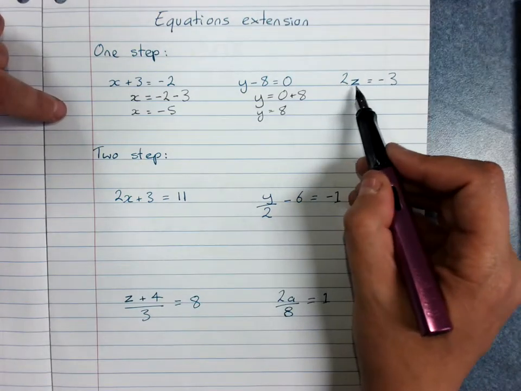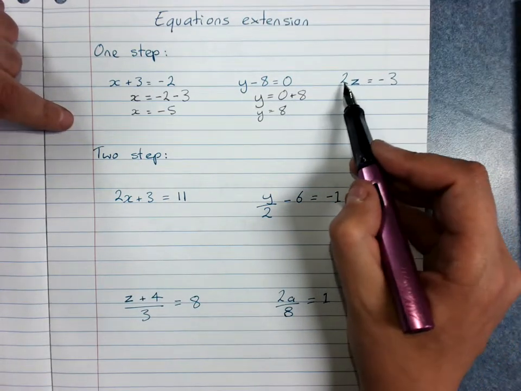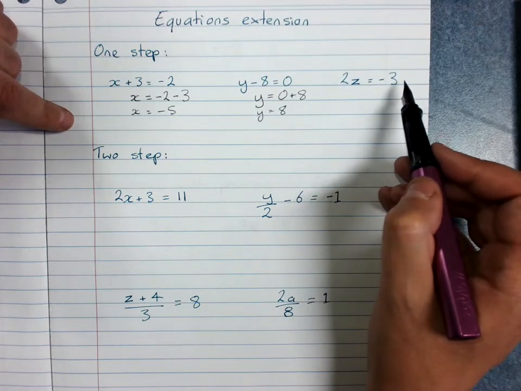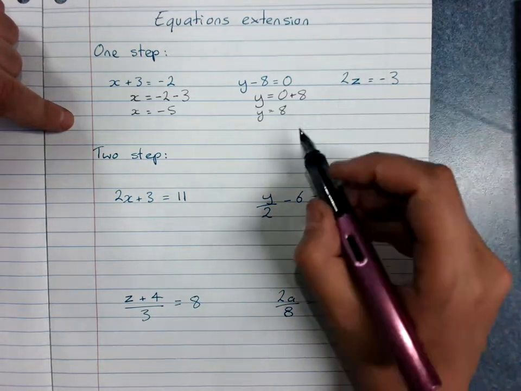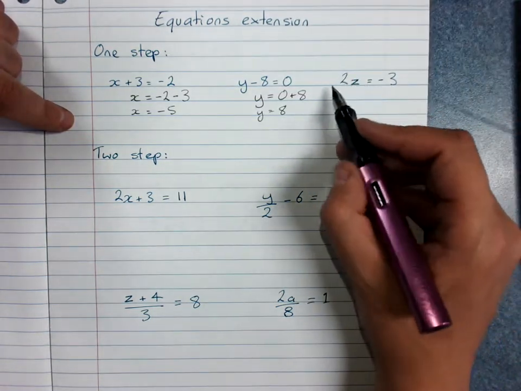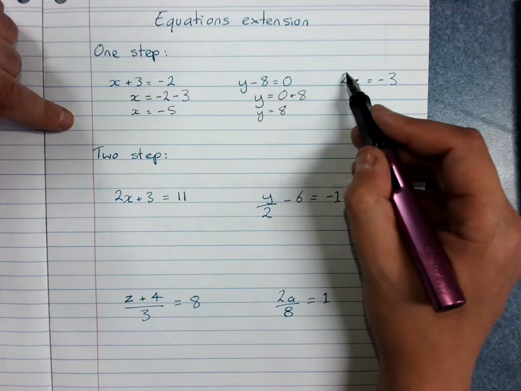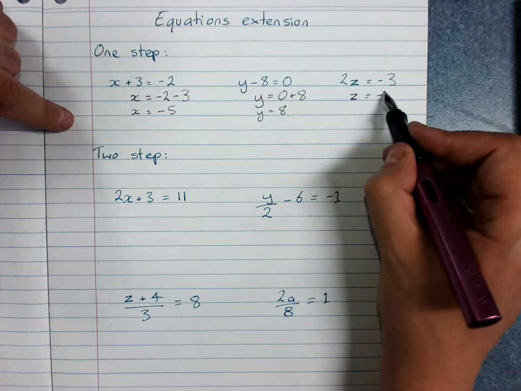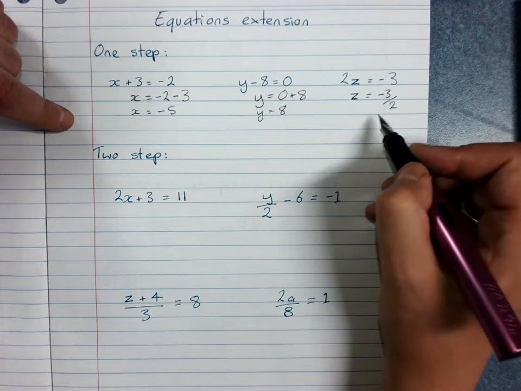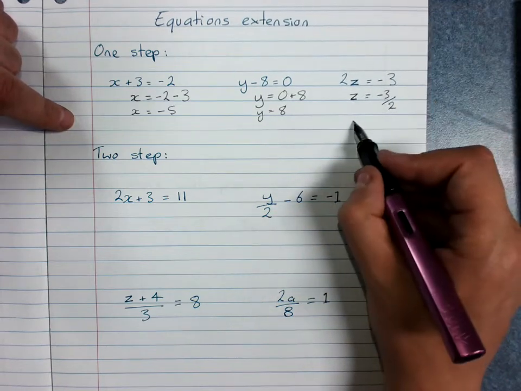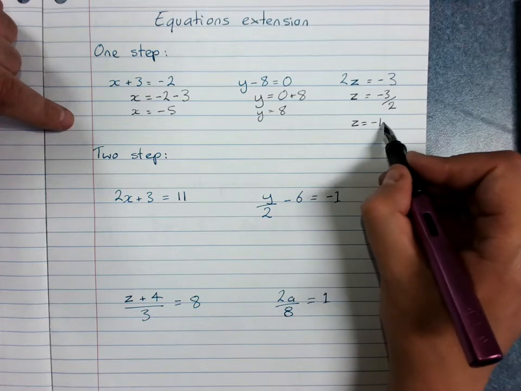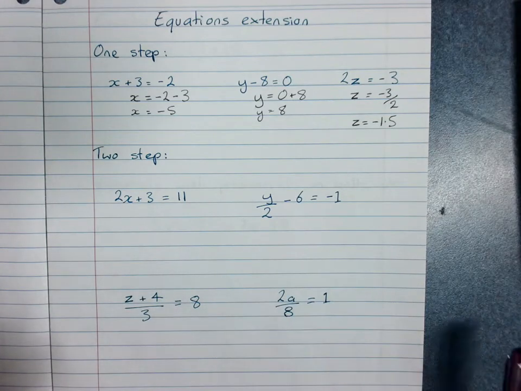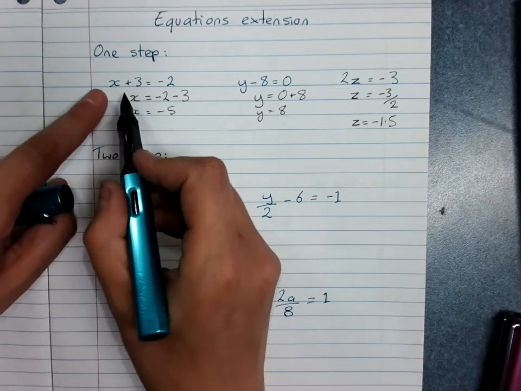Here I've got 2z equals -3. That is, I had z and multiplied it by 2 and got -3. I divide by 2 on both sides to get rid of this times by 2. Times 2 divided by 2 cancels out, and I'm left with just z here. -3 divided by 2, and I'm actually okay to leave this as the answer, or I could work it out as -1.5.